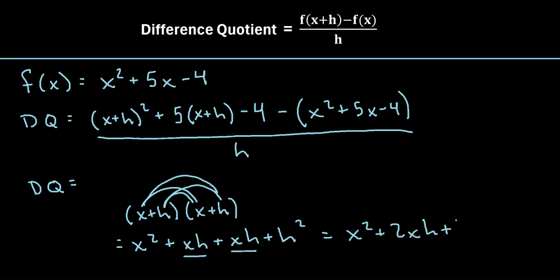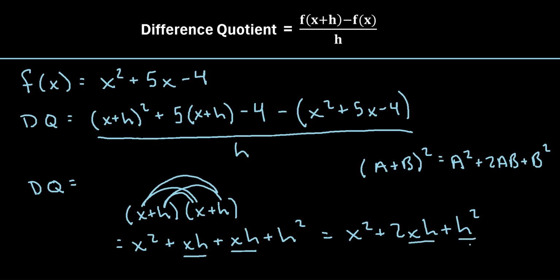2xh plus h squared. Now, one useful shortcut that you might want to memorize is when you have two numbers added together squared, so like a plus b squared, when you expand this expression, you just get a squared plus 2ab plus b squared. So that's exactly what we got here. When we had x plus h squared, we got x squared plus 2 times the product of the two numbers, x times h, plus h squared. So that's just a shortcut formula that you might want to memorize. So let's go ahead and write that here. I'll clear a little room.